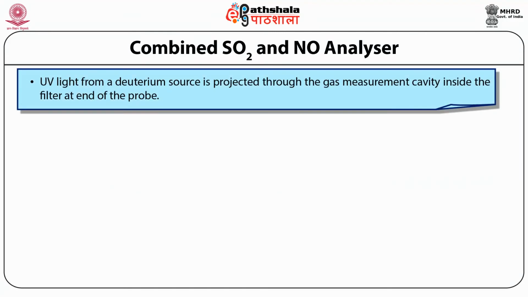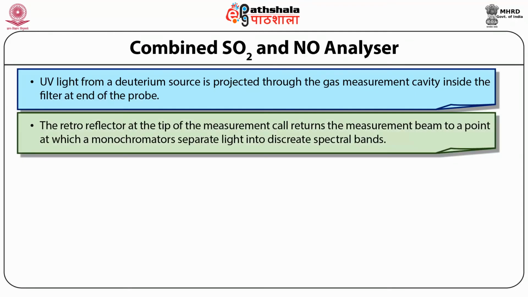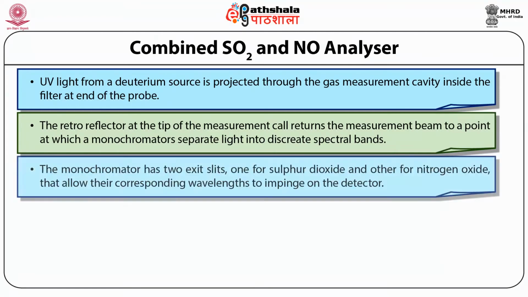The UV light from the deuterium source is projected through the gas measurement cavity inside the filter at the end of the probe. The retroreflector at the tip of the measurement cell returns the measurement beam to a point at which a monochromator separates light into discrete spectral bands. The monochromator has two exit slits, one for sulfur dioxide and the other for nitrogen oxide, that allow their corresponding wavelengths to impinge on the detector.